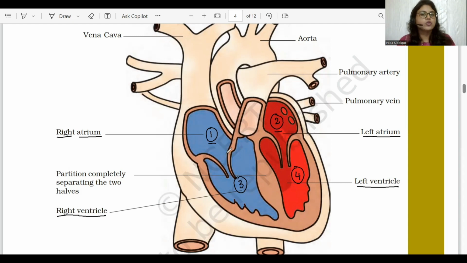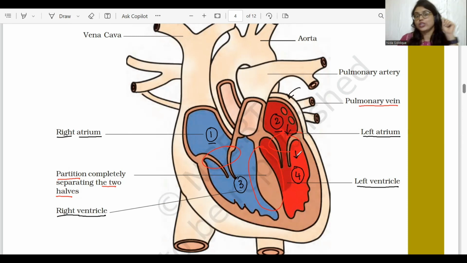Now, all these 4 chambers are separated from each other by a partition. Okay, so there's a partition. You can see these muscles. So these muscles make sure that these chambers are separated from each other. Okay. So you can observe over here, there is a pulmonary vein. Remember, it carries the oxygenated blood towards the heart. So it is going to bring the oxygenated blood towards the heart.